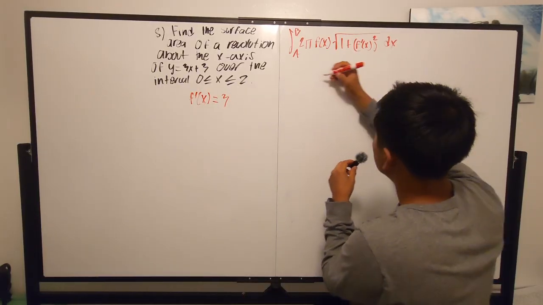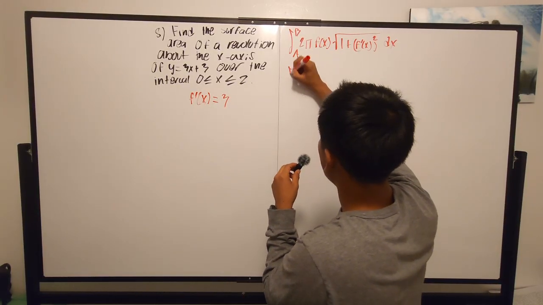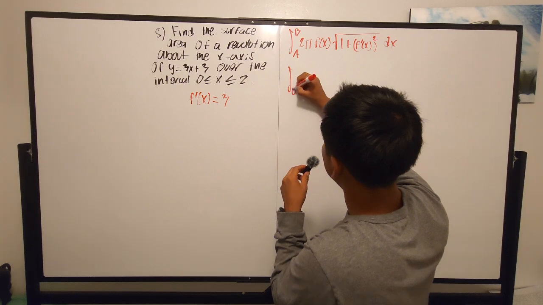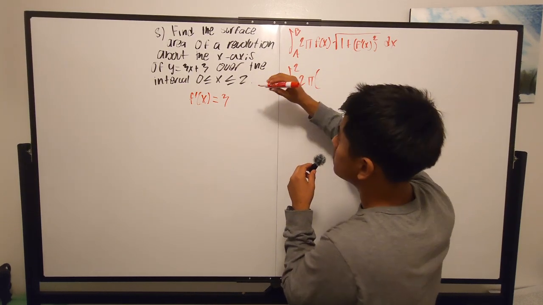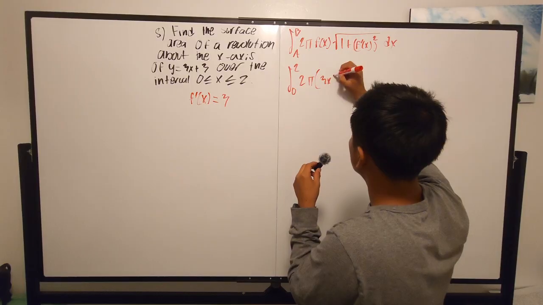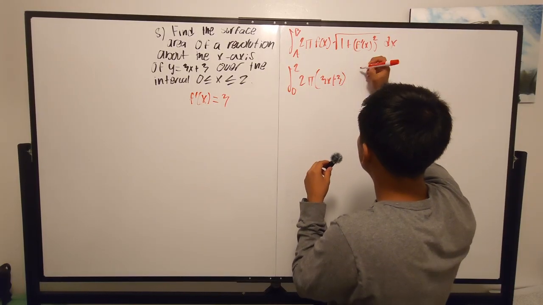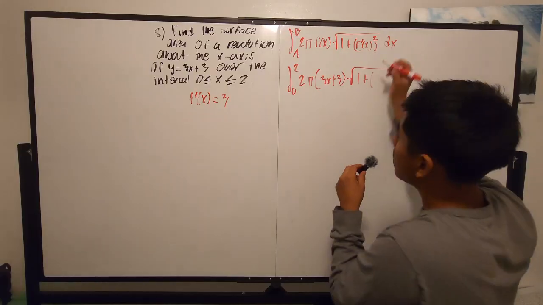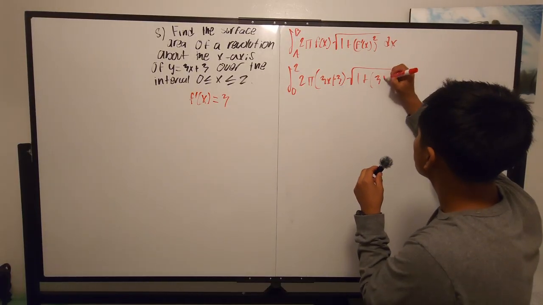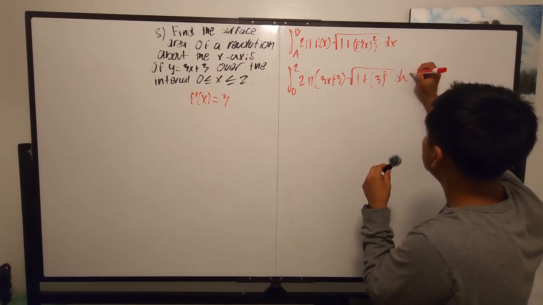So now let's go ahead and rewrite this whole thing with everything that we know. So we have the integral from 0 to 2 of 2 pi f of x, which is 3x plus 3, multiplied by the square root of 1 plus f prime of x, which is 3, squared, dx.